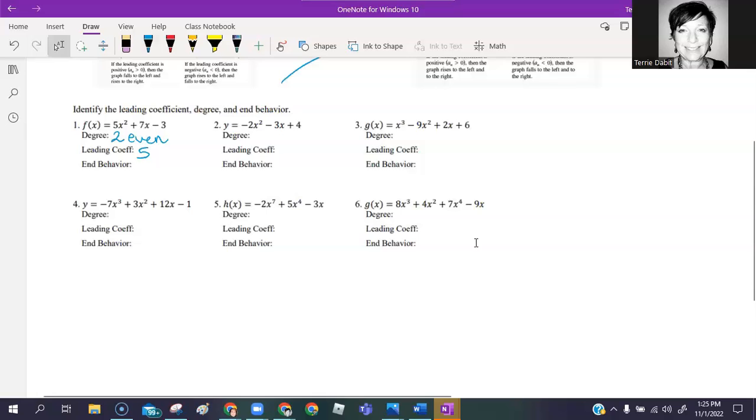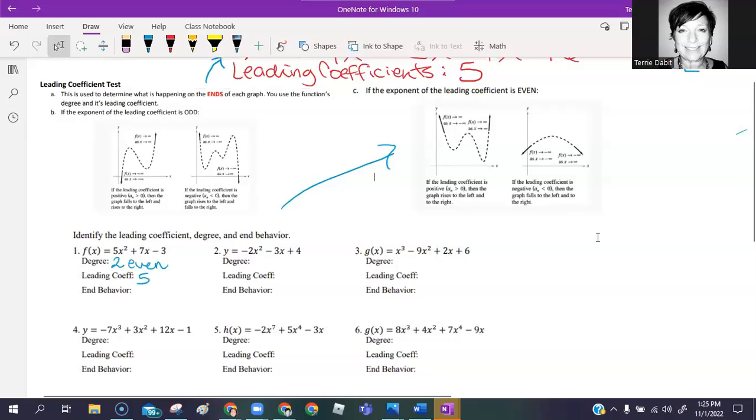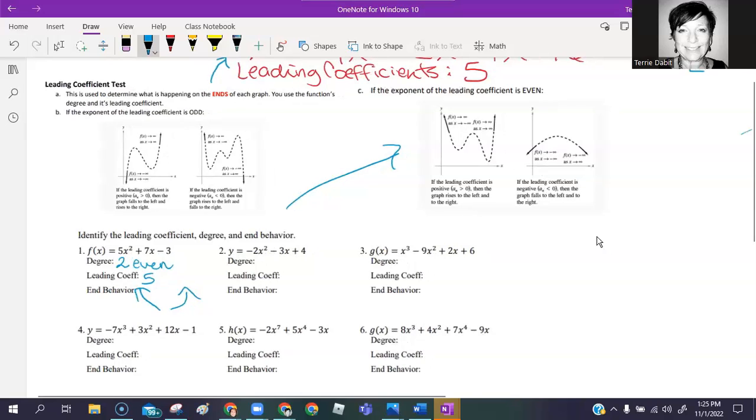It says that the end behavior, if it has a degree that is even, the leading coefficient is positive. Therefore, I know it goes up on the left and up on the right. We don't know what is going on in between. We just want to know the end behavior.